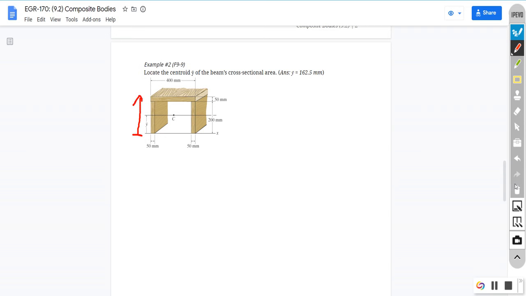Y is measured from the ground going up. There are two basic strategies for this. Remember, composite bodies works by breaking this up into simple geometric shapes: circles, rectangles, and triangles. One option is to break it up into its three pieces like this. I then set up a table for segment 1, segment 2, and segment 3. I find the centroids in the y direction and their areas, and I do the sum of y times area over the sum of area.